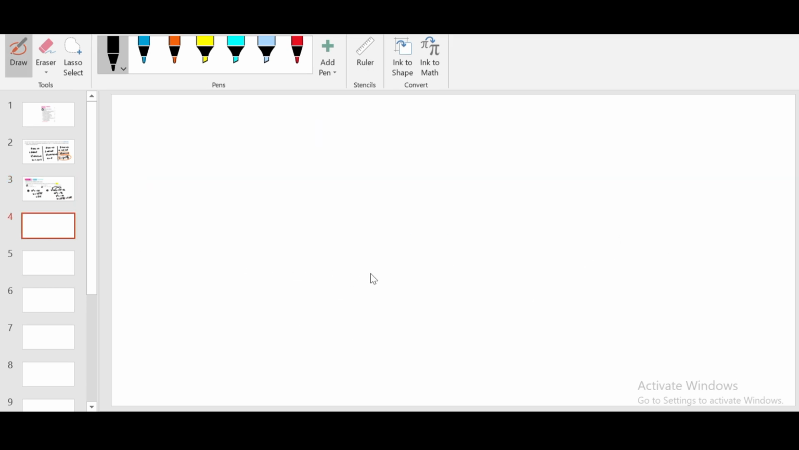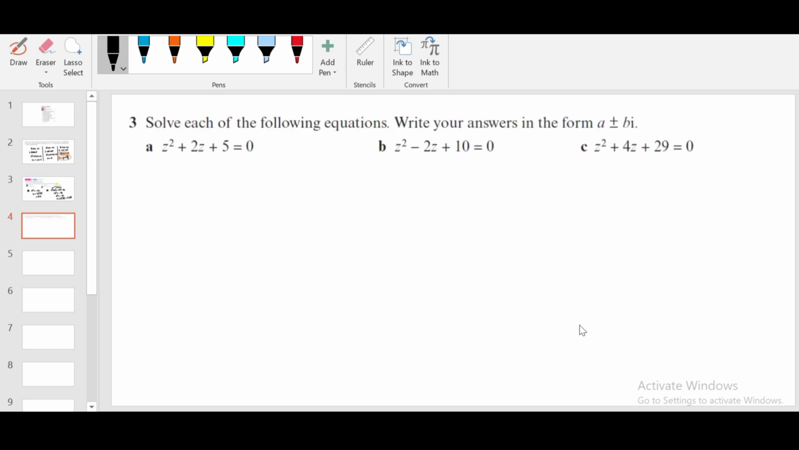I'm taking one more question from the same exercise. Solving a quadratic equation, you can solve it using completing the square or the quadratic formula. I'm going to show you both methods actually. The first one is completing the square. z² + 2z, half of 2 is 1, so you put plus 1² minus 1² plus 5 is 0. That's the completing the square method, right?